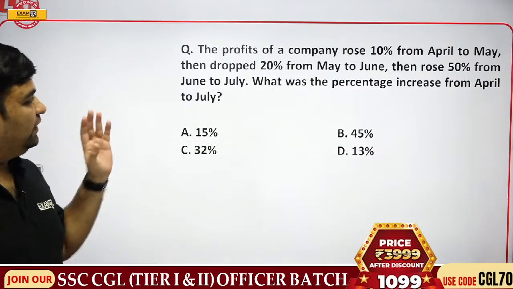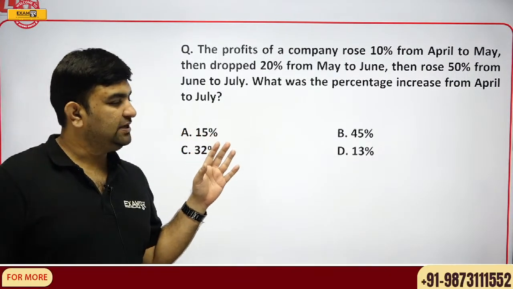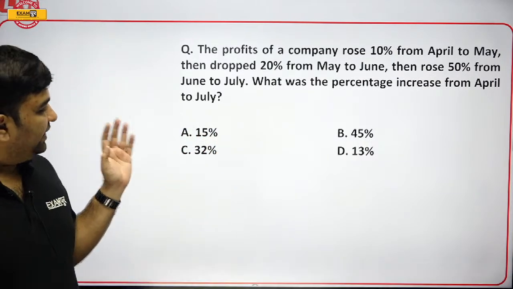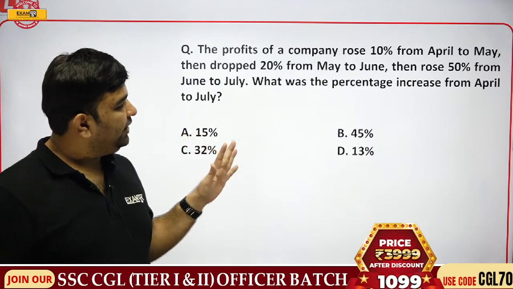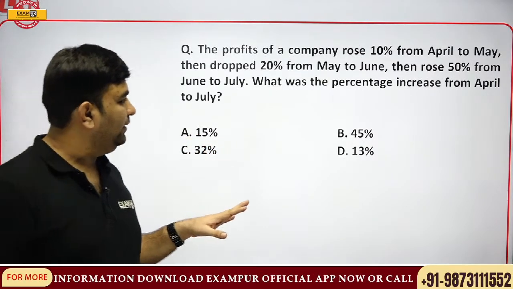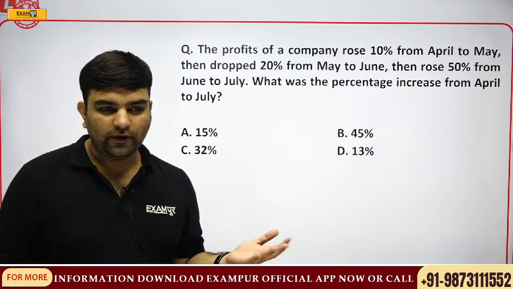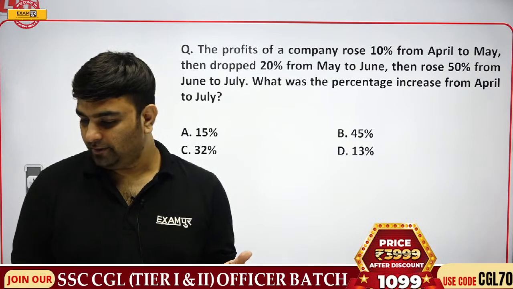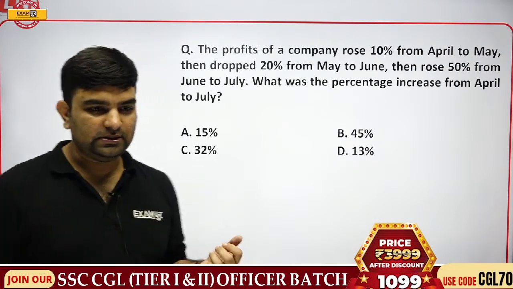The profits of the company rose by 10% from April to May, then dropped by 20% from May to June, and then again rose by 50% from June to July. What is the overall change? What is the overall increment?